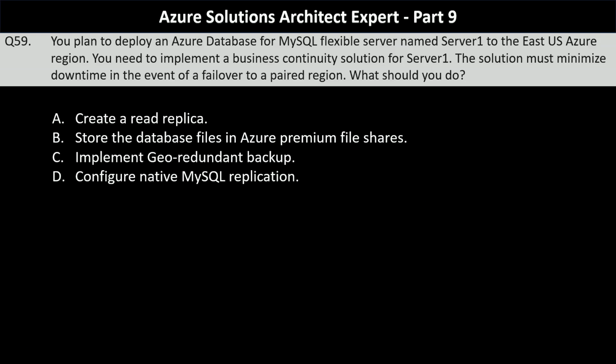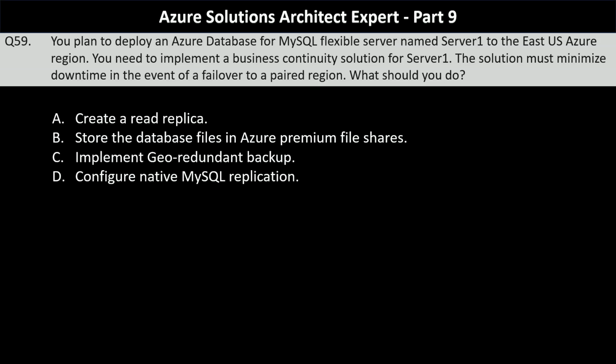You plan to deploy an Azure database for MySQL flexible server named Server 1 to the East US Azure region. You need to implement a business continuity solution for Server 1. The solution must minimize downtime in the event of a failover to a paired region. What should you do? Your options are: create a read replica, store the database files in Azure Premium File Shares, implement geo-redundant backup, configure native MySQL replication.